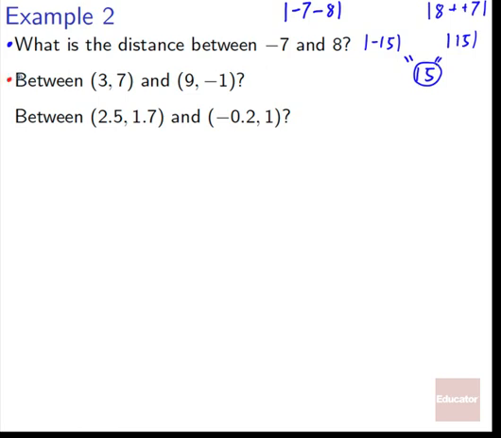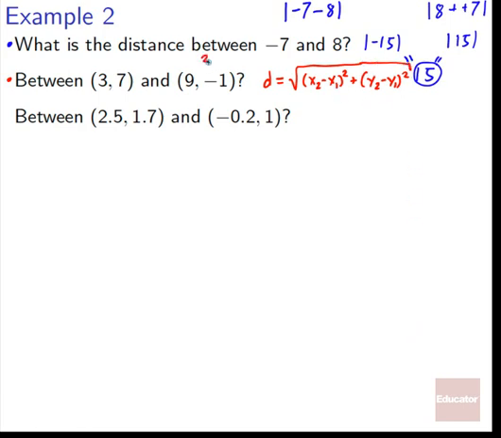What if we want to figure out what the distance is between (3, 7) and (9, negative 1)? Well, remember, we're working off of what we figured out before with the Pythagorean theorem and how that applied to distance. So it's going to be the square root of the difference between our horizontals squared plus the difference between our verticals squared, square root of all of that stuff. So formulaically, it is d equals square root of (x2 minus x1) squared plus (y2 minus y1) squared. Square root of all of that.